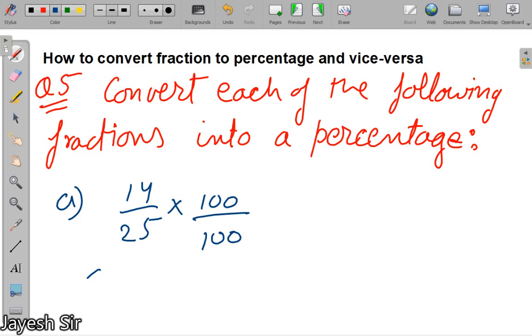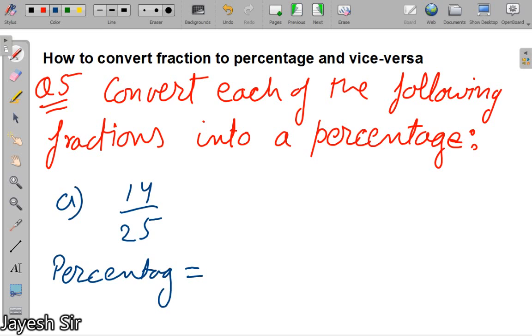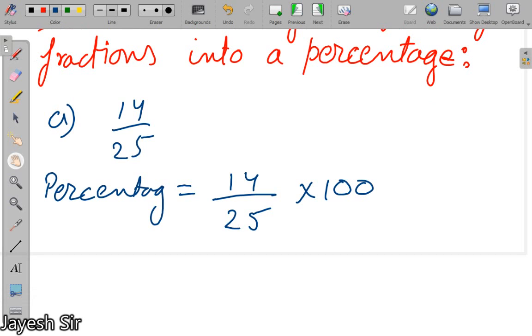Or instead of multiplying numerator and denominator by 100, suppose you can try this: 25, simply multiply the number by 100. 25 ones are 25, 25 fours are 100, and 14 fours are 56. The answer is 56%.